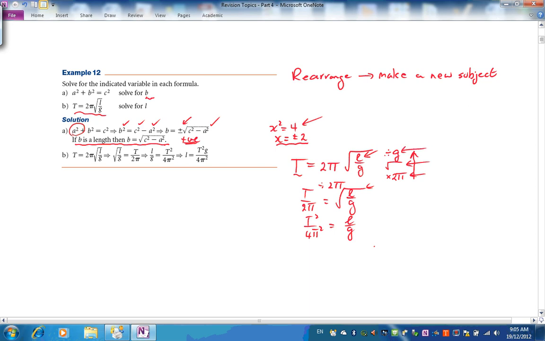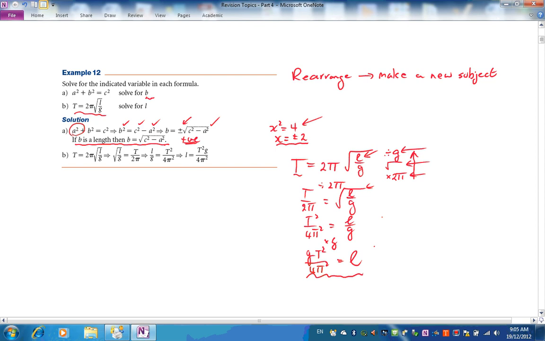Opposite operation, inverse operation. The first step was to divide by G. Let's now times both sides by G and reverse that. So we've got G T squared on 4 pi squared equals L. Problem solved. So if we wanted to actually write this equation with L as the subject, that's how we would do it. Do you recognise that formula?